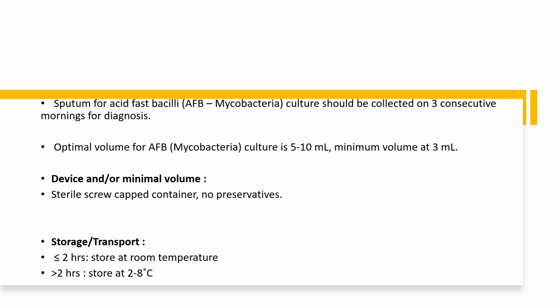Optimal volume for Mycobacter culture is 5 to 10 ml. Minimum volume is 3 ml. The minimal volume needs to be collected into a screw cap container with no preservatives. If it's less than 2 hours, hold at room temperature. If it's more than 2 hours, store at 2 to 8 degrees Celsius.